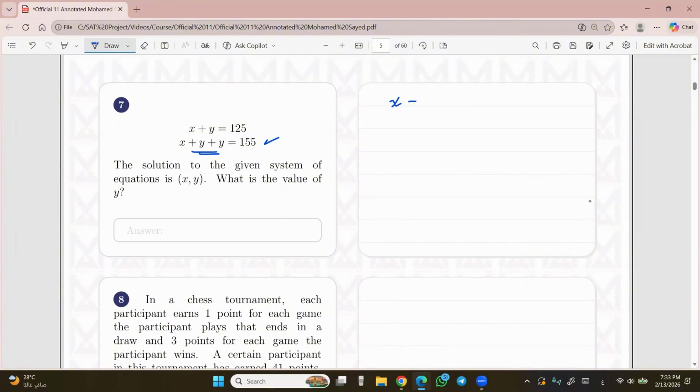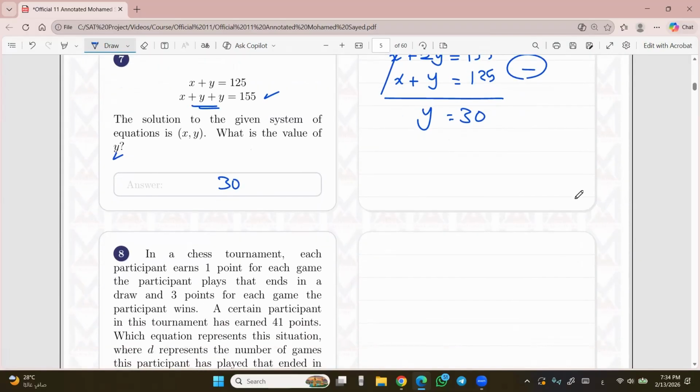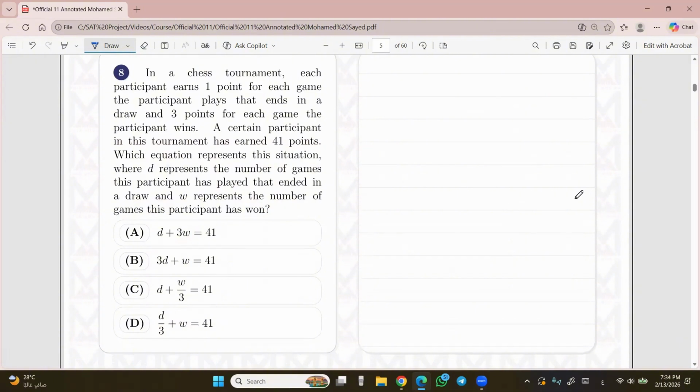So we can write x plus y means 2y equals 155, and the other one, x plus y is equal to 125. Now, if we subtract the 2 equations, x minus x cancels out. 2y minus y is equal to 1y, which is y, and then 155 minus 125 is equal to 30, and that's the requirement. We need only y. So 30 is the answer, and I think this method is easier than using the calculator, easier than using Desmos. It's a very direct question.